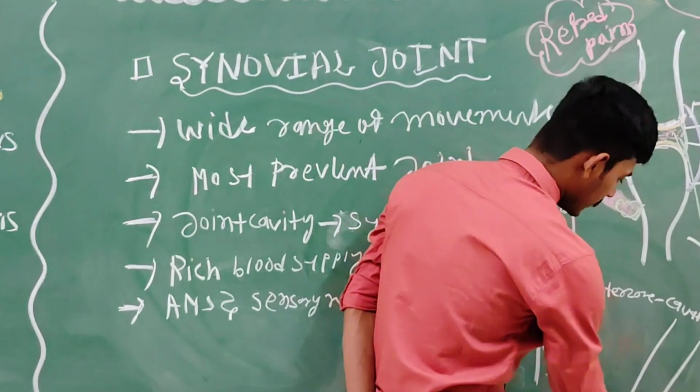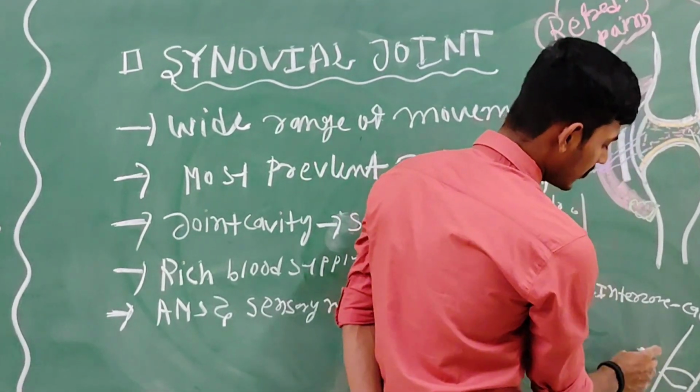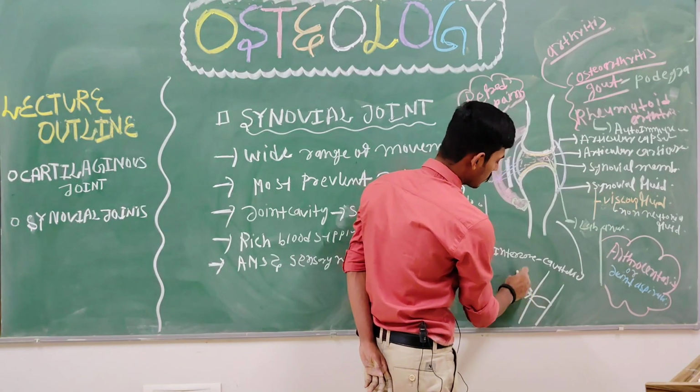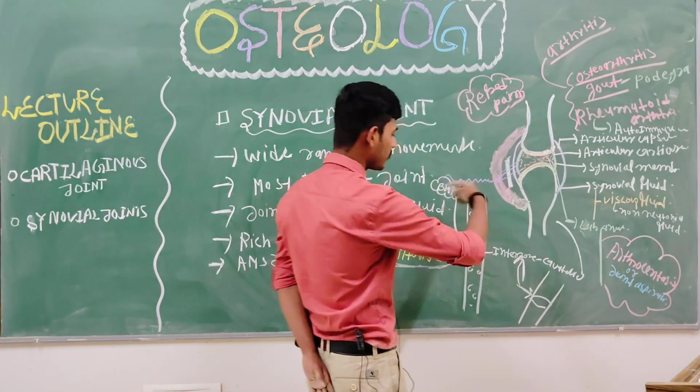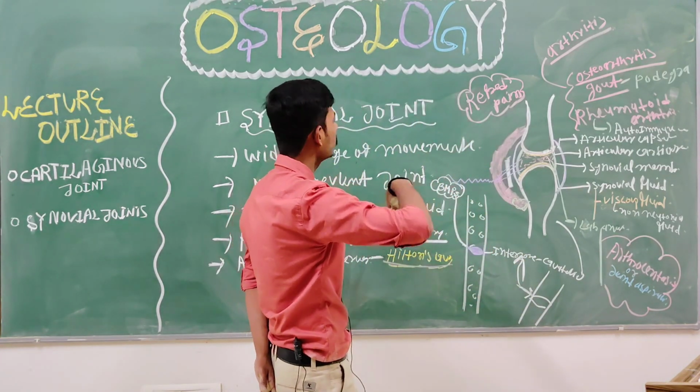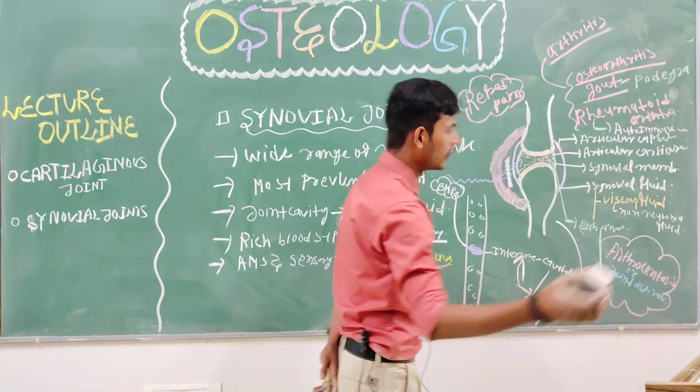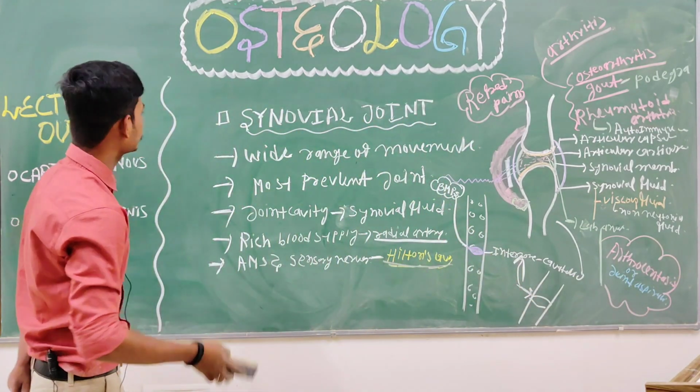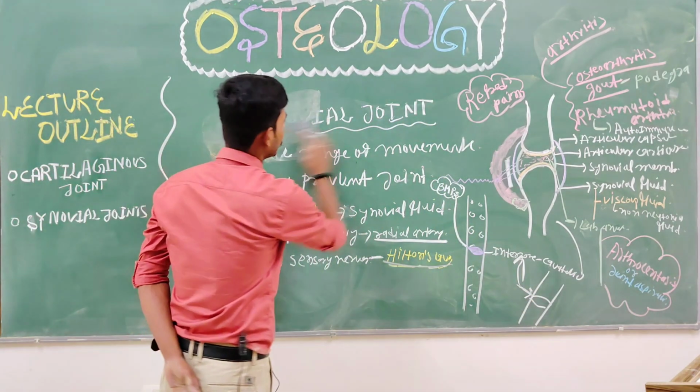Cavitation means a cavity will form, okay, and this is called the interzone. So that is the embryological aspect of the synovial joint, okay. Now let's move ahead and discuss the types of synovial joint.